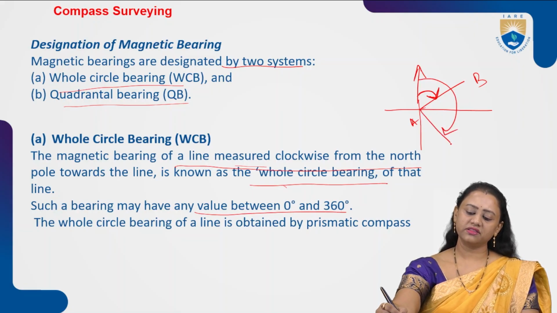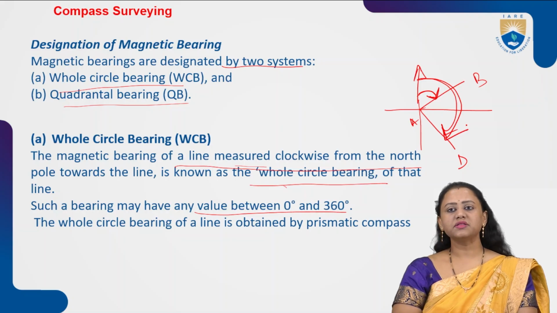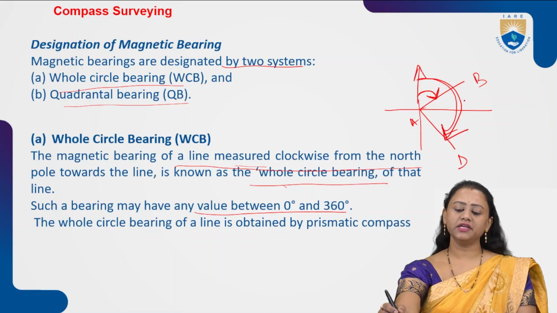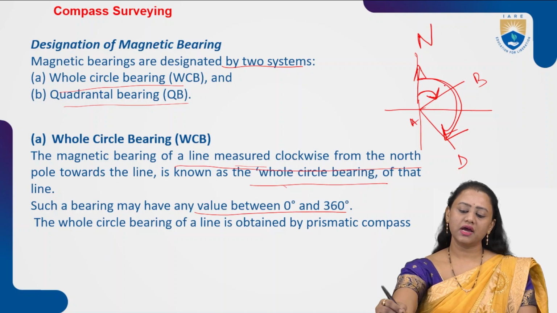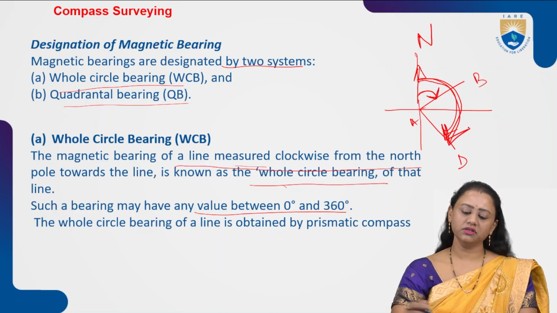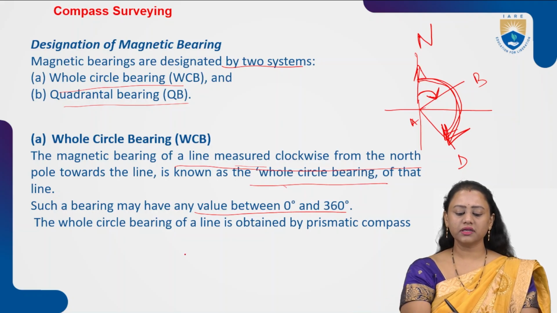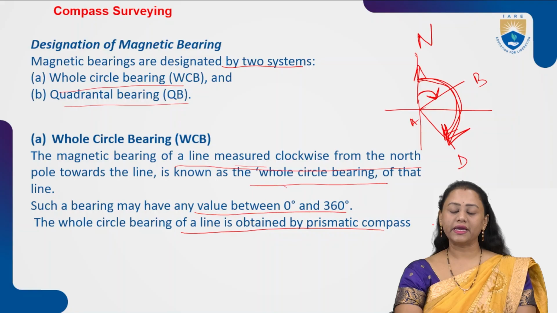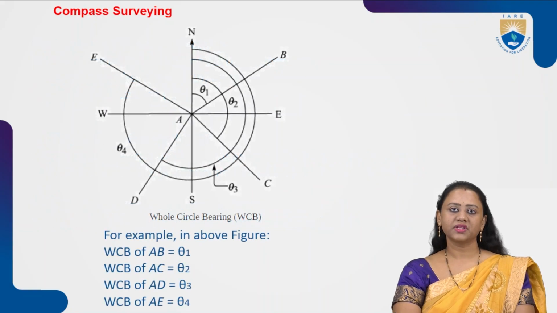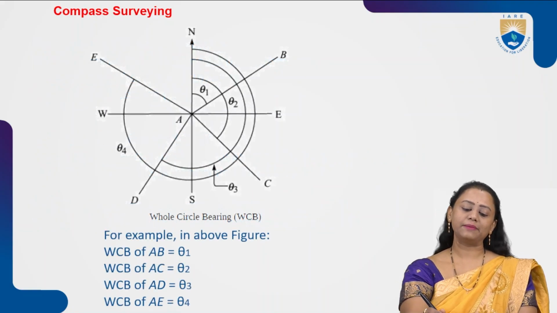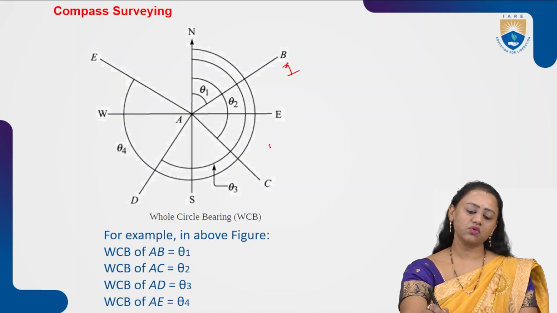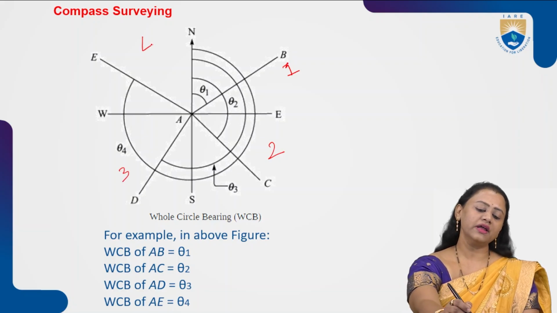If I have another line here, A to D, the magnetic bearing as per the whole circle bearing for line AD is to be measured from the north, in the clockwise direction. So that varies from 0 to 360 degrees. The whole circle bearing of a line is obtained by a prismatic compass. We can show it with the help of a diagram. We can see that there is a line AB in the first quadrant. So this is the first quadrant, second quadrant, third quadrant and fourth quadrant.